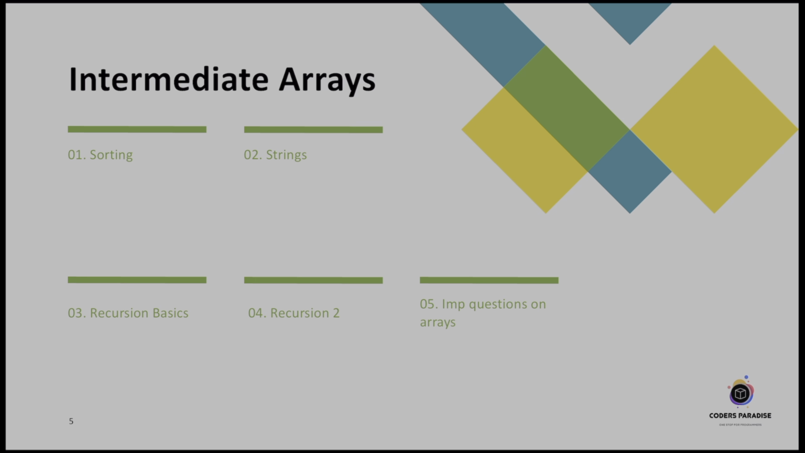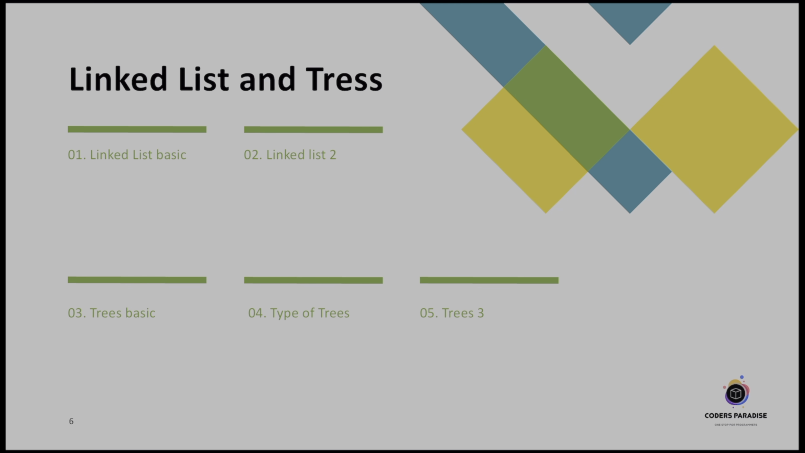In the intermediate arrays, what we are going to learn is sorting, and then we will move to strings, some recursion basics, and then another part of recursion, where we will be solving some more advanced or intermediate kinds of problems, and then we will be solving some important questions on arrays. So this will be our next move. After we have completed this, we will be moving to linked lists and trees.